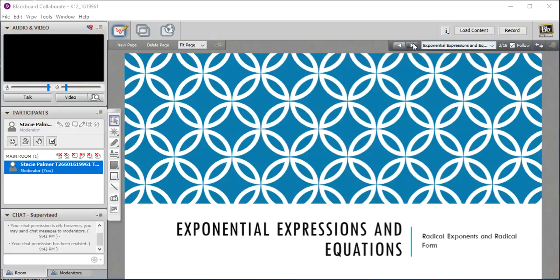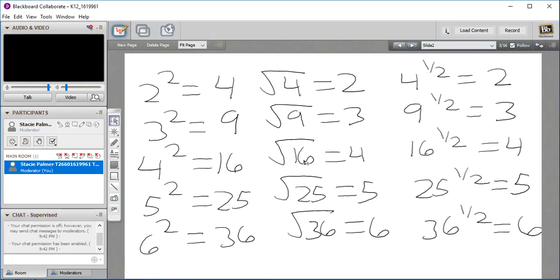exponential expressions and equations. Okay, so in this class, we have been working on exponents and the properties of exponents. And so one of the things that you guys have learned is that 2 squared is 2 times itself twice. Okay, remember this is the base, this is the exponent or the power. The exponent tells us how many times we're going to use the base as a factor of itself.